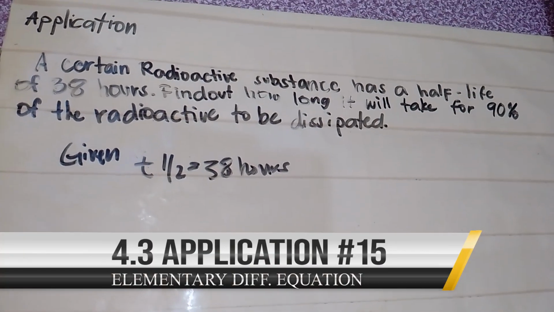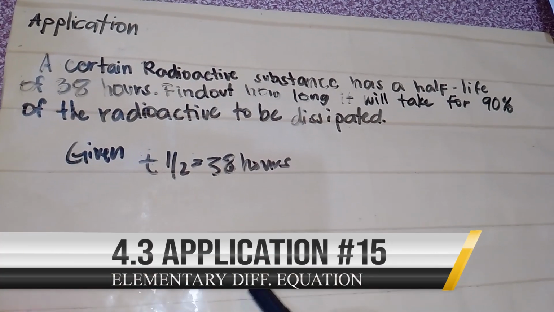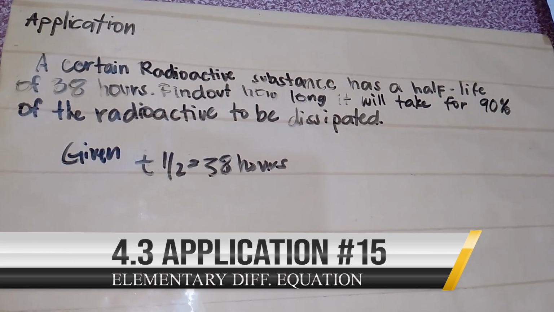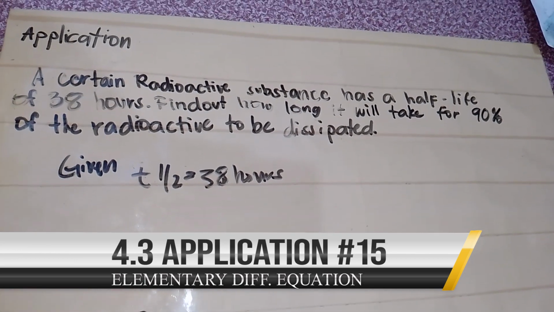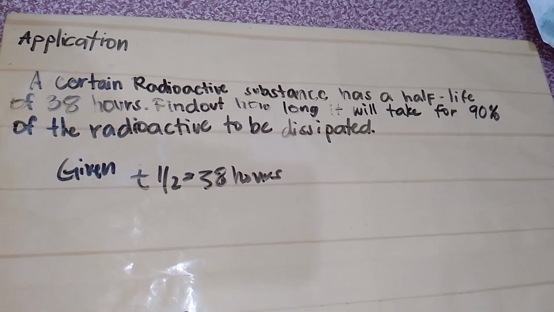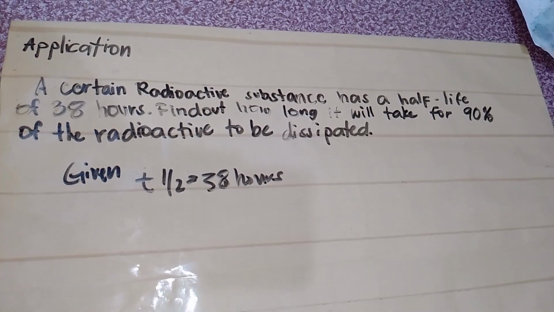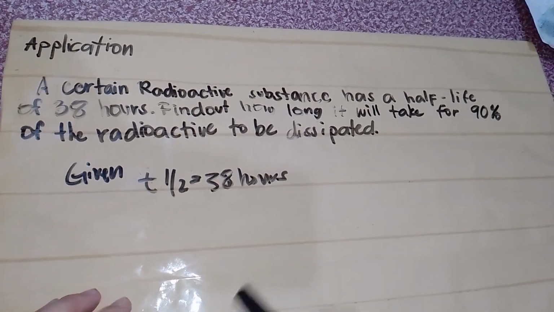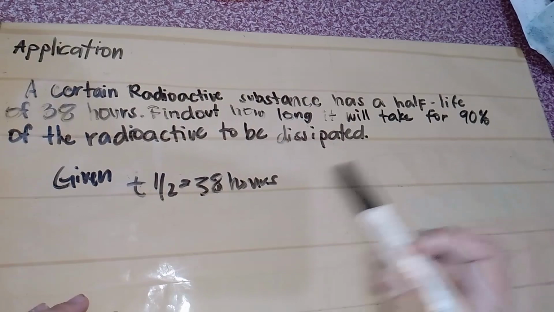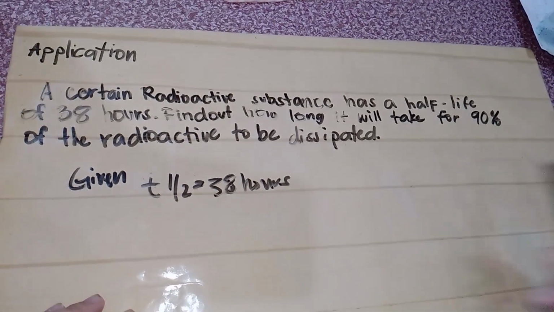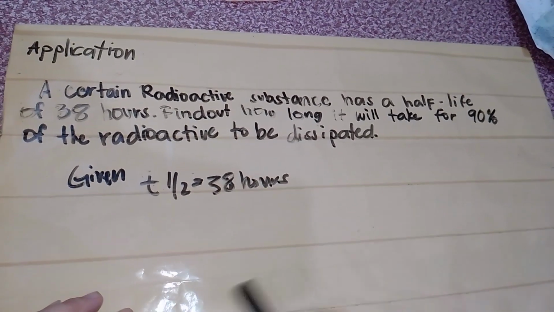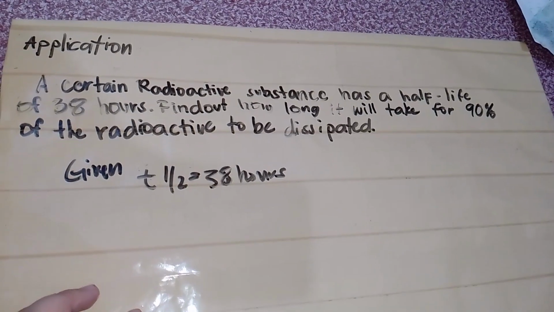For this video, we're going to have the example of application of first order differential equation. So we have our word problem here. Let me read the word problem. A certain radioactive substance has a half-life of 38 hours, and find out how long it will take for 90% of the radioactive substance to be dissipated.